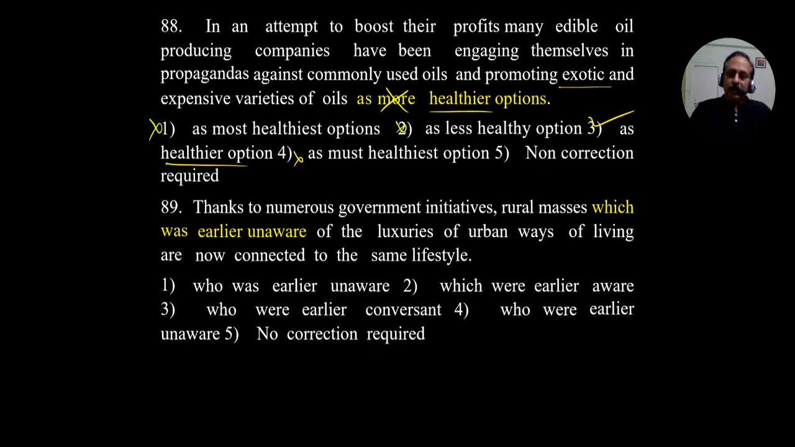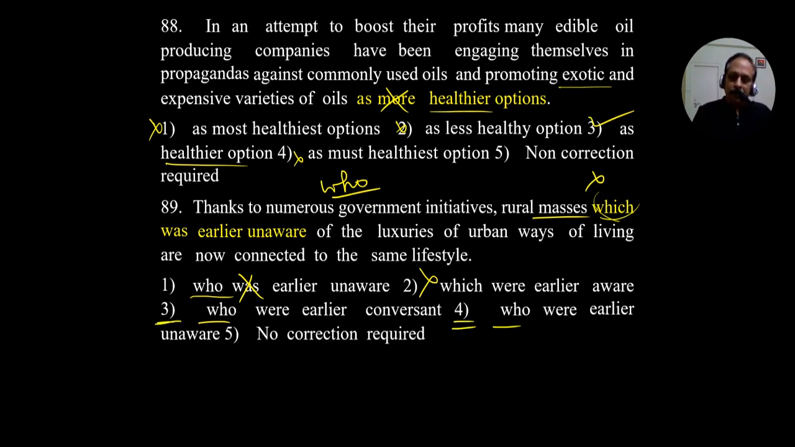Thanks to numerous government initiatives, rural masses, here it talks about people. Then you cannot say which, which is not correct. Which was earlier unaware. We have to use a relative pronoun who. How many options with who? Who, which, reject this one, who. Now, thanks to numerous government initiatives, rural masses, which or who, not which, who, was earlier, masses plural. You need a plural verb. Who was not correct, and who were. You have to decide between the third and the fourth.